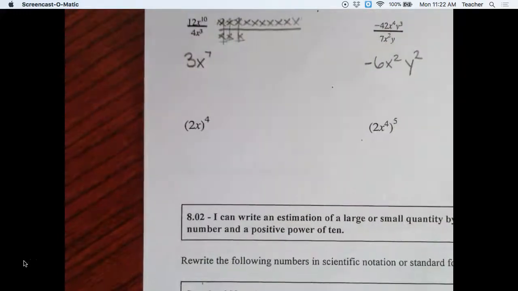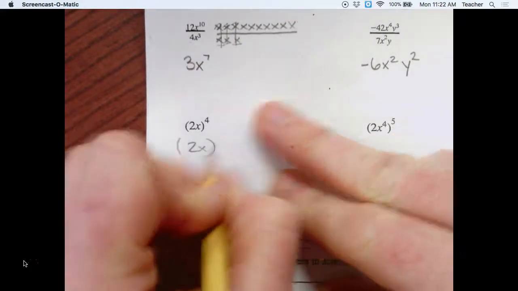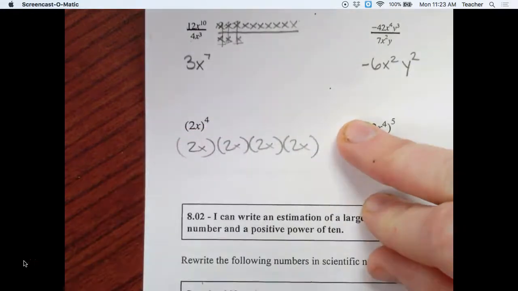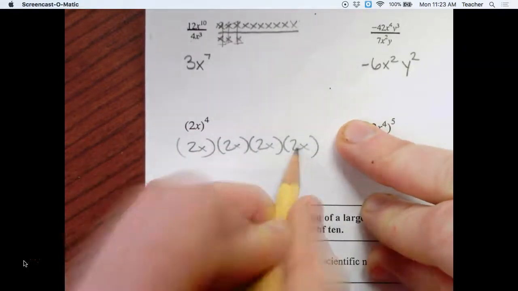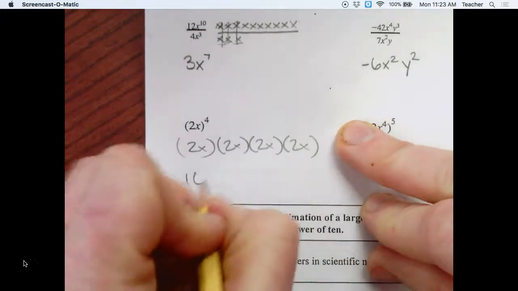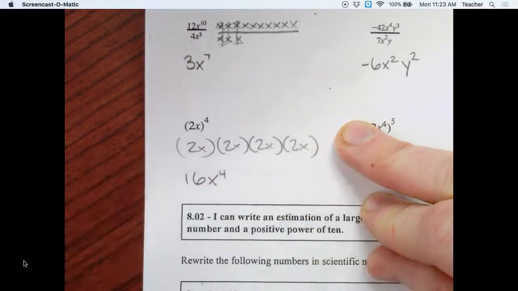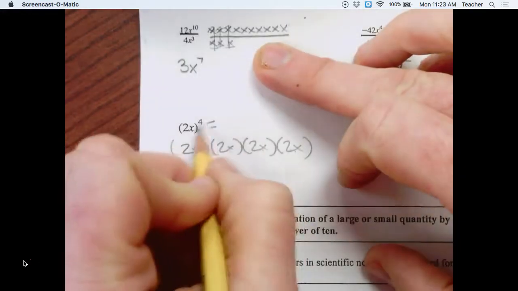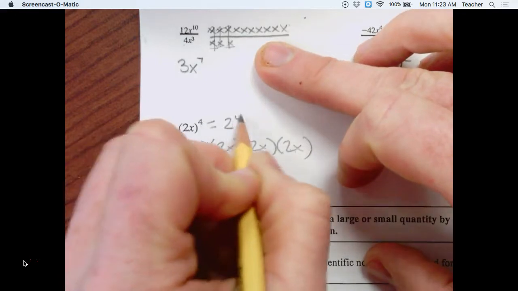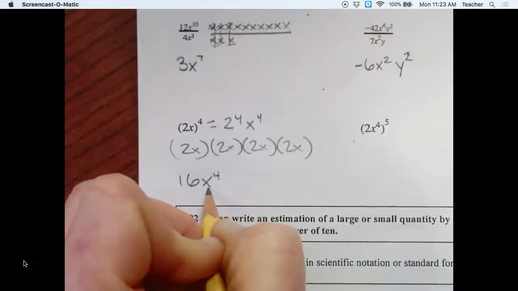Okay. 2x to the 4th. So this is 2x 4 times. (2 × 2 × 2 × 2). That's 2 to the 4th power, which is 16. X times x times x times x, which is x to the fourth. So the property was this exponent is applied to both 2 to the fourth and x to the fourth. 2 to the fourth is 16. X to the fourth is just x to the fourth.